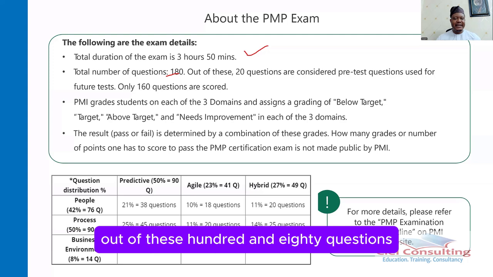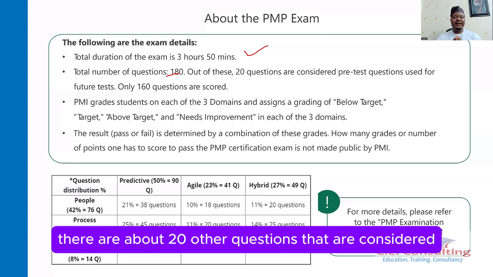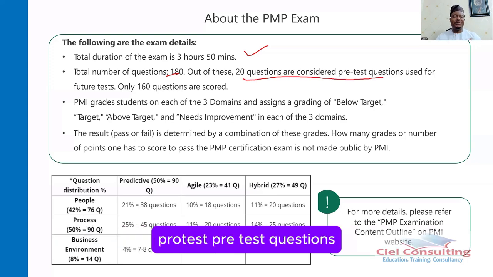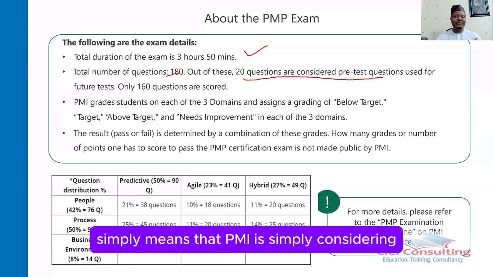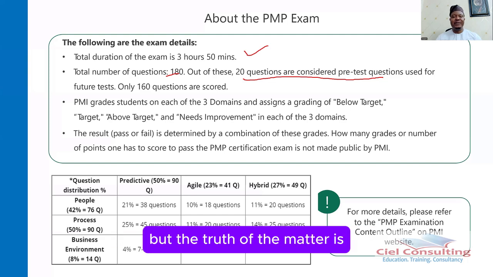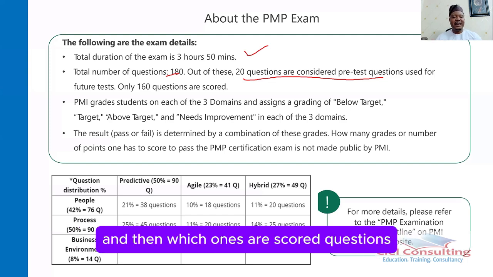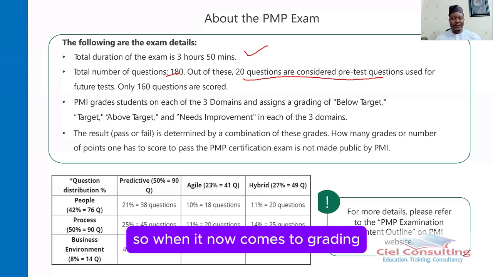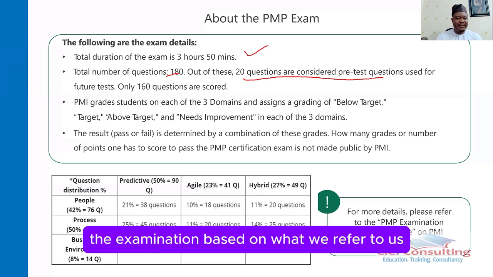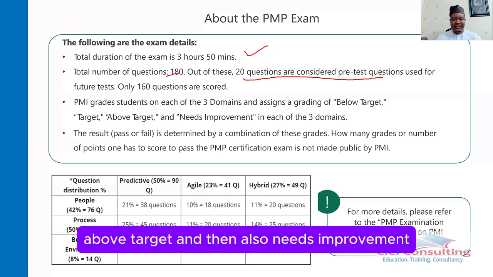Out of these 180 questions, only 160 of them are scored. There are about 20 other questions that are considered pre-test questions. Pre-test questions simply means that PMI is considering asking these questions in subsequent tests. But the truth of the matter is you will not know which one is a pre-test question and which ones are scored questions. So when it comes to grading, PMI grades the examination based on what we refer to as below target, target, above target, and also needs improvement.